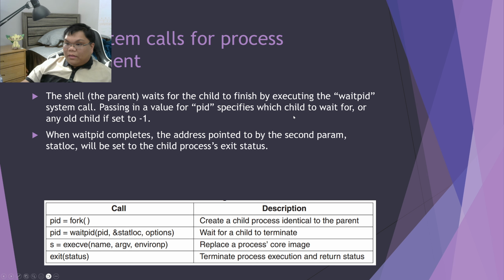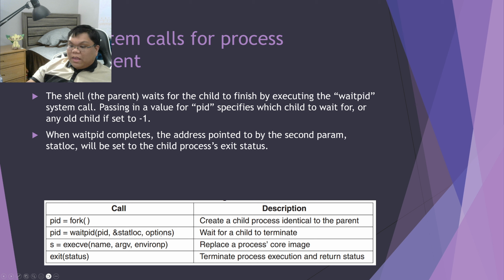Here we go. So the shell, the parent, waits for the child to finish executing by calling the waitpid system call. For waitpid, we pass in a value for pid which specifies the child that we want to wait for. Or we can wait for any child if we pass in -1. When waitpid completes, the address pointed to by the second parameter, statloc, will be set to the child process's exit status.